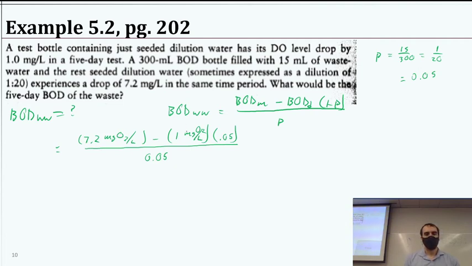And then in the dilution water, that was a drop of 1 milligram per liter BOD. And we multiply that by, excuse me, that should have been 1 minus 0.05, so that should be 0.95. And all that divided by 0.05. I don't have this calculated out in front of me.